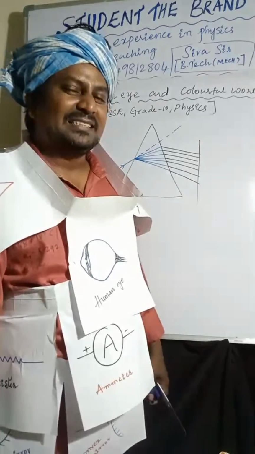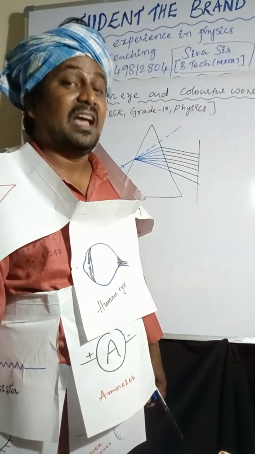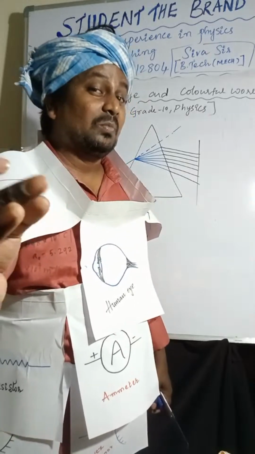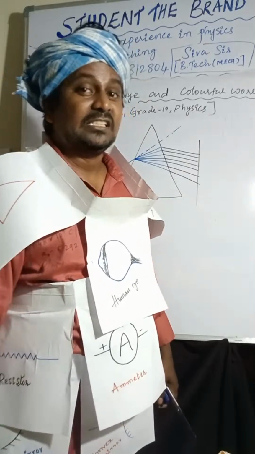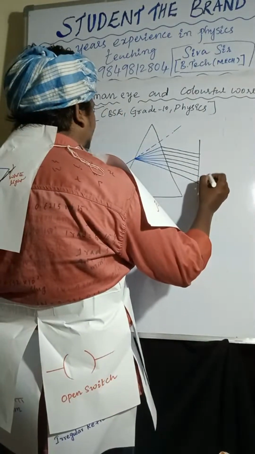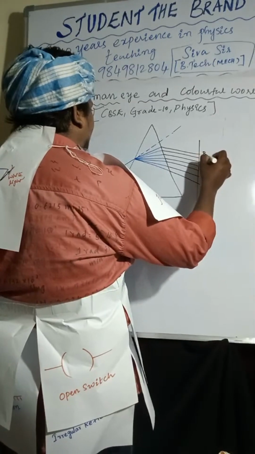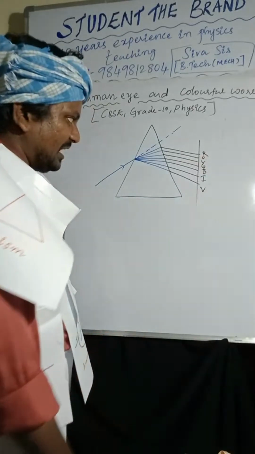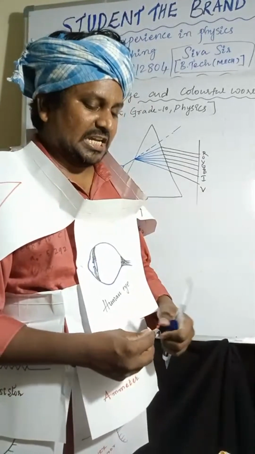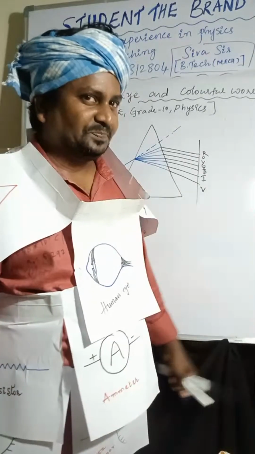When a light ray passes through the prism, how many colors does it form? Seven colors. What are those? Violet, indigo, blue, green, yellow, orange, red. What is the phenomenon of dispersion?